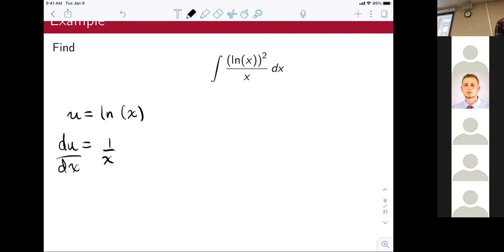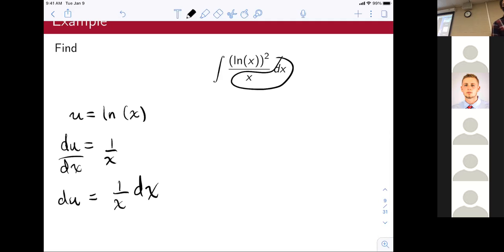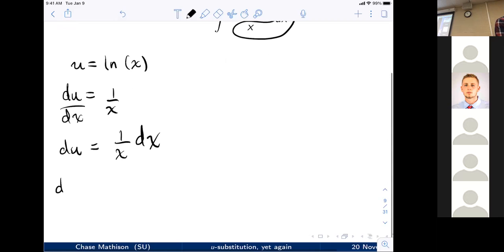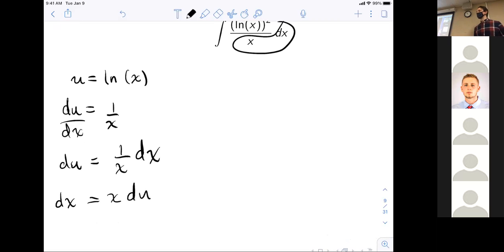So then we rewrite this. I can say that du is 1 over x dx, which is exactly what's left here. Or again, you could solve just for dx if you want, and write dx is x du. Okay. Sometimes you have to do this. Sometimes you have to solve for dx.